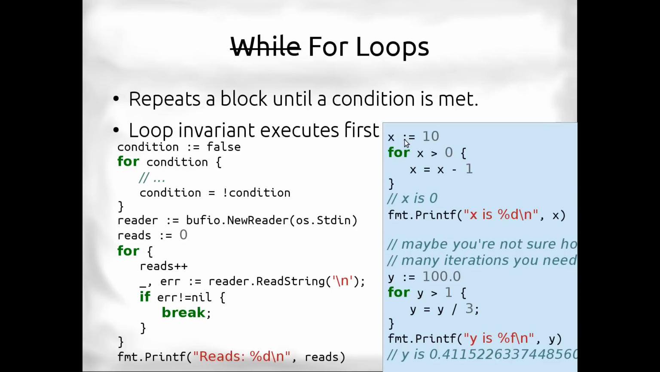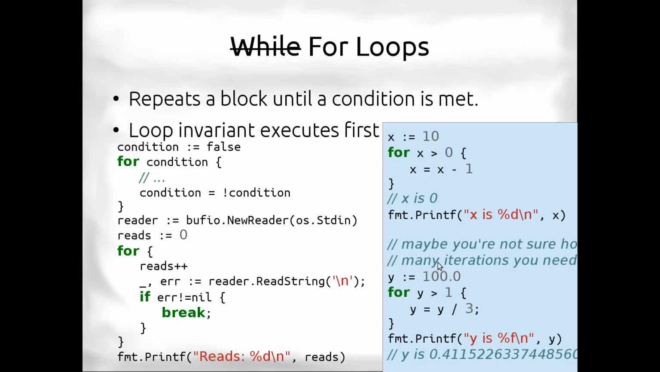In this case, I've got x equals 10, and I got x greater than or equals 0, and I say decrement x each time. So this loop will run about 10 times, and eventually x will be 0, and when we print it out, it'll print x equals 0. One thing to note is this block depends on this x. This block depends on this reads. So the value of reads is important to this block. It actually has to read it to increment it.